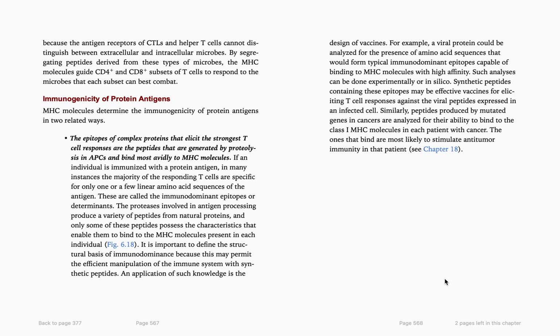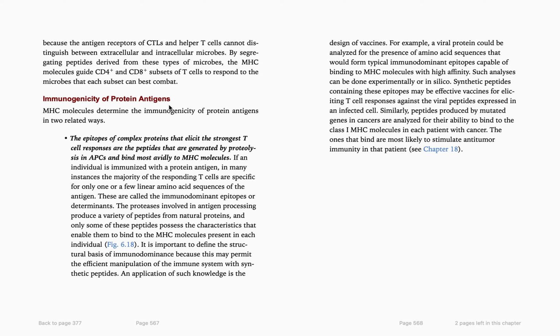This is especially important because the antigen receptors of cytotoxic T lymphocytes and helper T cells cannot distinguish between extracellular and intracellular microbes. By segregating peptides derived from these types of microbes, the MHC molecules guide CD4 and CD8 subsets of T cells to respond to microbes that each subset can best combat.